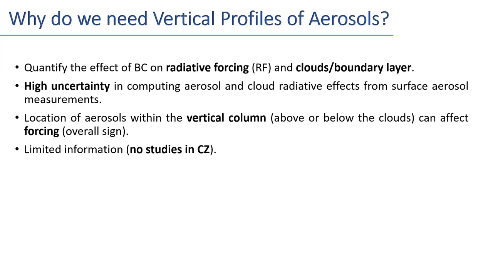Another is that we have high uncertainty in the modeling of the vertical distribution of the black carbon aerosol, because we don't have enough data and we are just assuming in the modeling. So it produces high uncertainty. Some researchers have even shown that it produces an uncertainty of more than 25% in the modeling. Another is that at different heights, the black carbon aerosols produce different radiative forcing, which can be positive or negative. So we need the actual information of the black carbon aerosols at the different heights. So that's why we need to measure the vertical profiling. And there is very limited information available right now for the vertical profiling of these aerosols, and no studies in the Czech Republic.